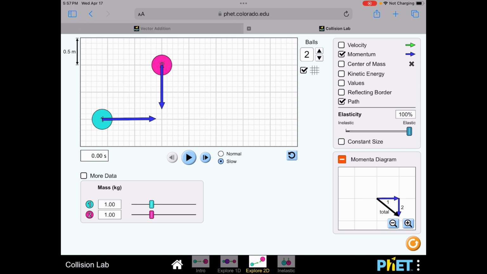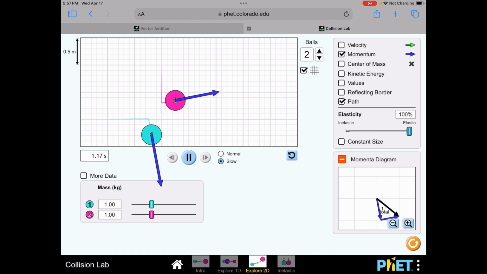Now, watch it one more time. We've got righty-downy momentum, total, and then they collide, right? And yes, individually their momenta changed, but the total momentum is still down and to the right. Look again at the momenta diagram here, right? They still add to give us that same net momentum vector.